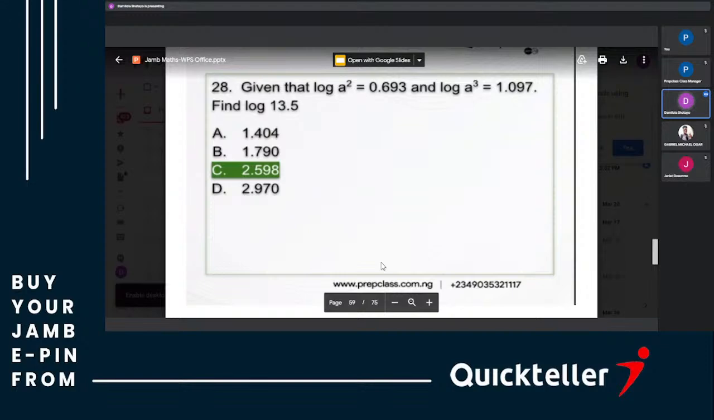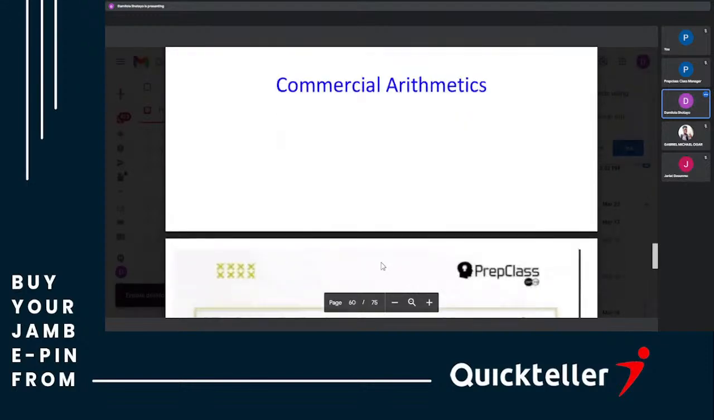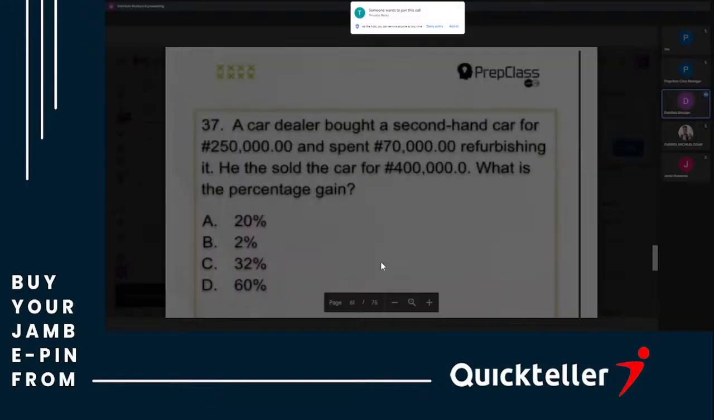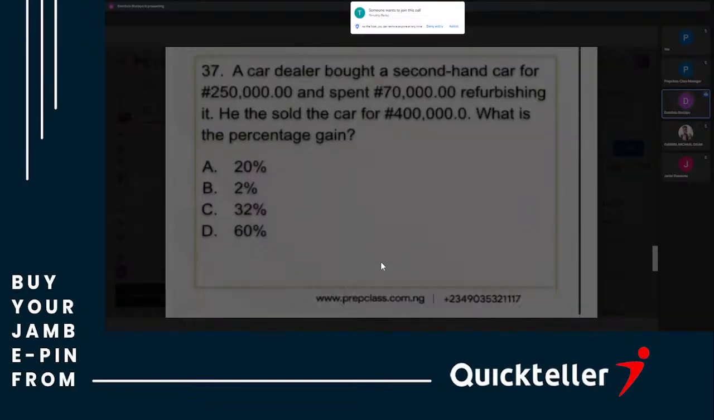So we'll continue from commercial arithmetic in the next class. Please check in the classroom for your practice quiz. I'm going to send a quiz to you in the classroom for practice. And please, if you have any question that is difficult for you, you can always let me know in the classroom.